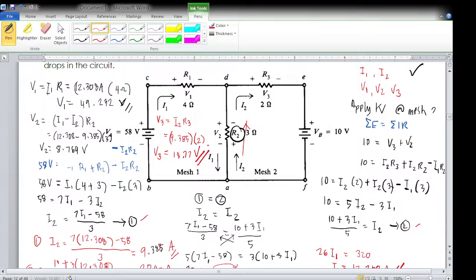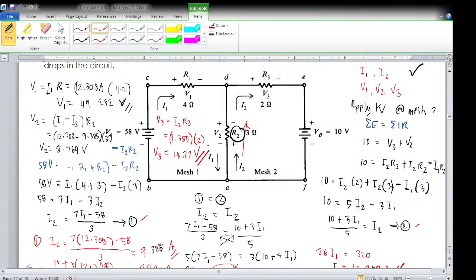Okay, so that's it. That's our solution for example 20. So you have there I sub 1, I sub 2. Take note, class, that I sub 1 and I sub 2 are just mesh currents. They are not the actual branch currents that we are talking about.